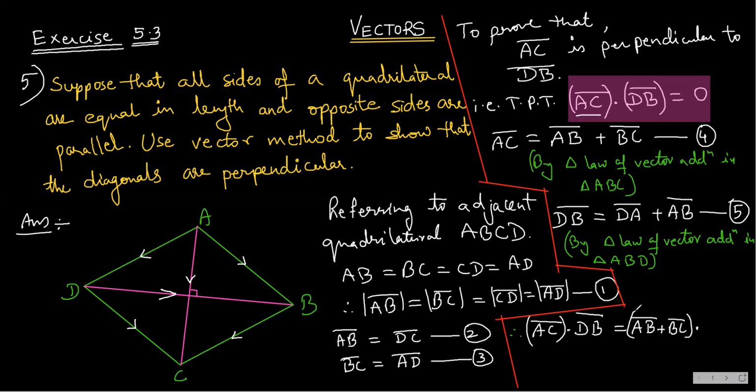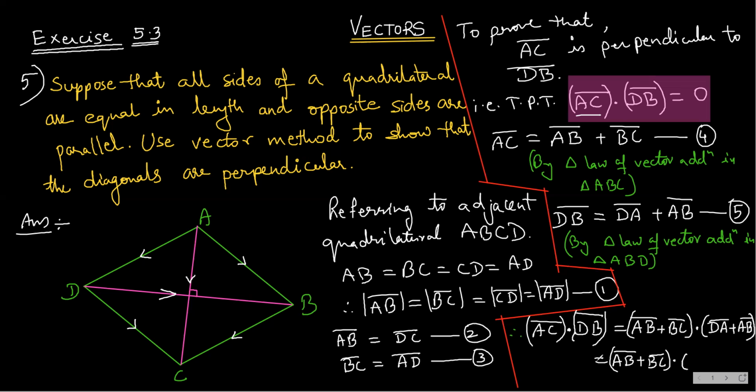dot, I have DB bar. For DB bar, what will I write, students? I will write here for DB bar, see, this is dot in between them. DB bar is DA bar plus AB bar. Now in the next step, see what I will do. On the right hand side, the first bracket is AB bar plus BC bar. I will keep it as it is.